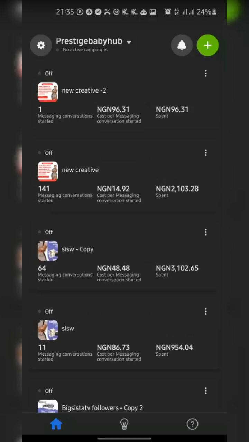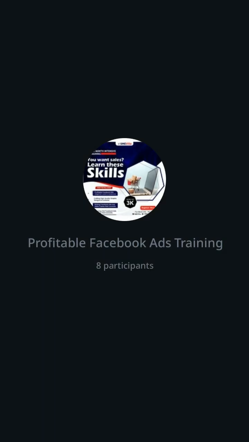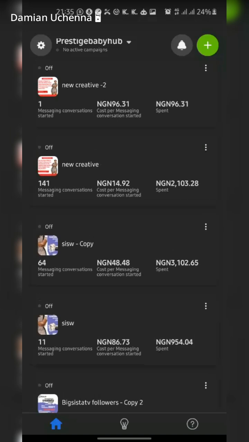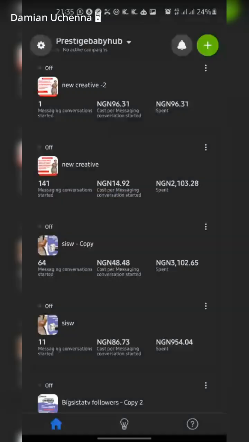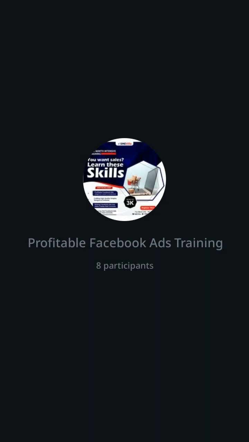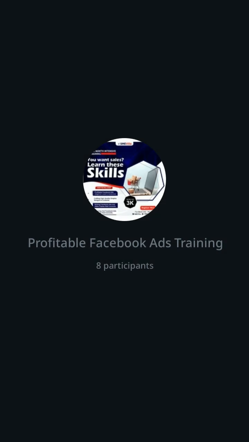Okay, now for example, looking at this ad here, this one, new creative 2, and this one, new creative. You saw that the first one was giving 96 naira per message, while the second one was giving us 14 naira per message. This ad is for the same client, the same everything. If you look at it, it's also the same creative. But inside this creative, there was a slight change.